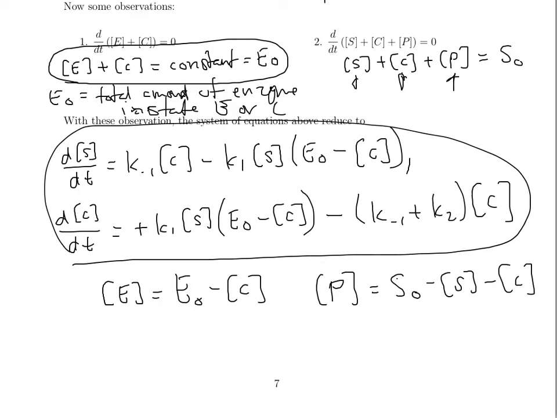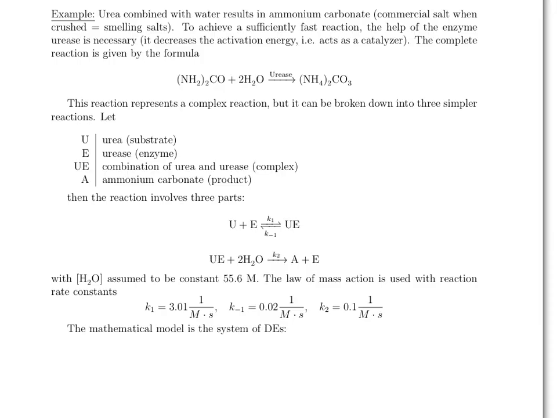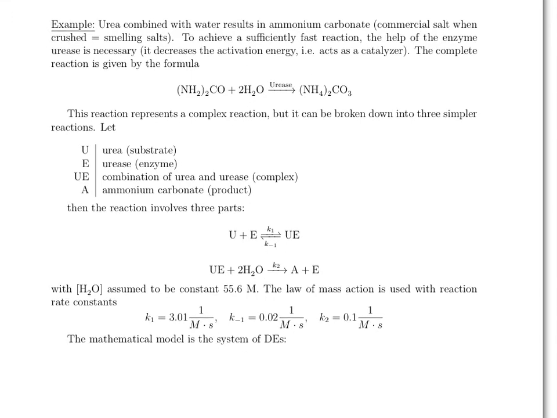So let's look at a specific example. In this example, we consider a problem in which urea combined with water results in ammonium carbonate, so smelling salts. To achieve a sufficiently fast reaction, we assume that this enzyme urease is necessary. So we have this idea that this enzyme comes in, speeds up this reaction, and acts as a catalyzer. The formula for it, you commonly see in a chemistry textbook, looks like this.